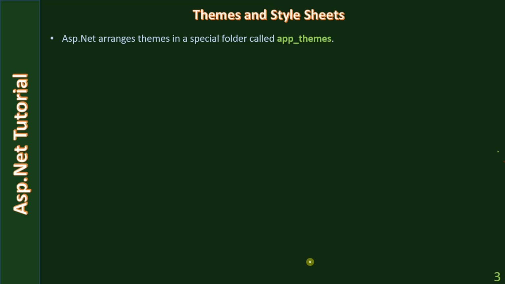ASP.NET arranges themes in a special folder called App_Themes. So we already saw about this in the previous introduction video. In this theme folder, we can have all theme related files. Theme related files can be anything. It can be an image file, or it can be your special decorative CSS. So whatever you want, you can keep it inside this App_Themes folder after creating the theme.